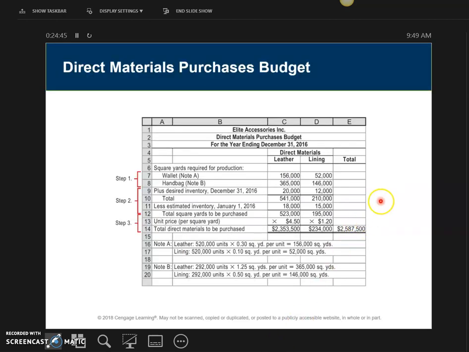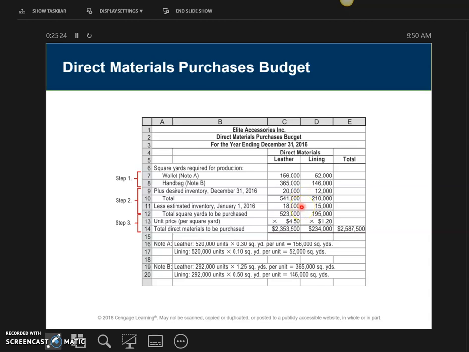And it looks like this. So here's my two materials. Here's how much I need for production. And notice I need 156,000 square yards. So look down here, because I'm going to make 520,000 units of wallets, and they each require 0.30 square yards. So that's how I got my number. That's just for leather. That's just for wallets. Here's handbags, the same thing down here. So my total inventory for leather alone I need is 541,000.